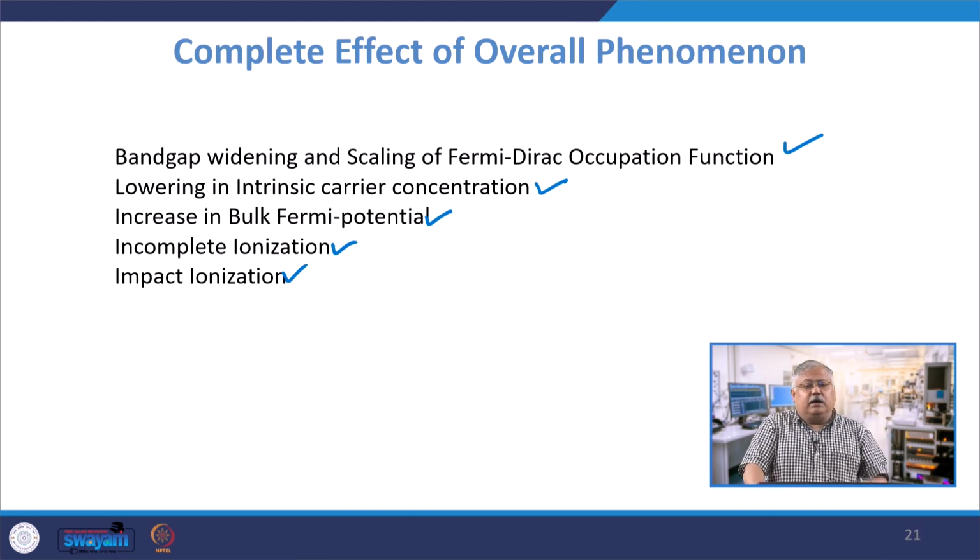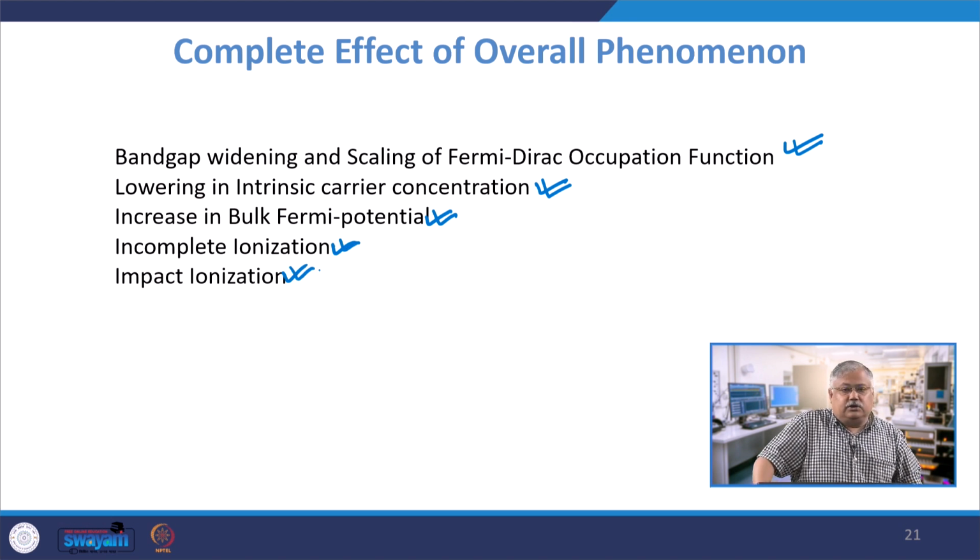Okay. So, let us now overall see the complete effect of these phenomena. The first phenomenon is band gap widening, the second is lowering of the intrinsic carrier concentration, also referred to as freeze out. There is an increase in the bulk potential, incomplete ionization, and there is impact ionization, right. So, these 5 factors primarily influence the overall characteristics of the device.